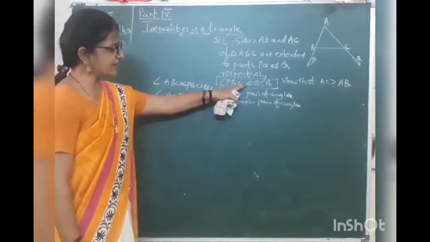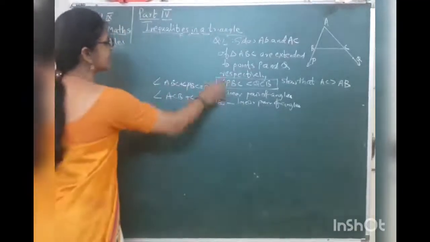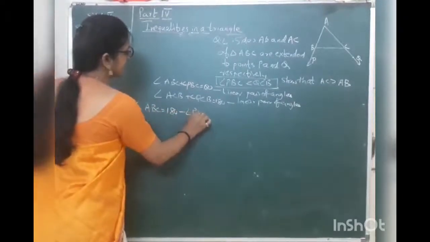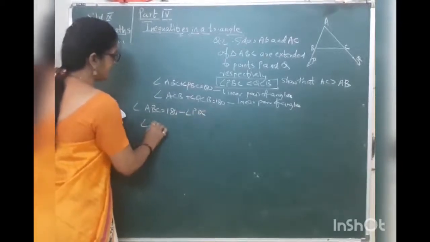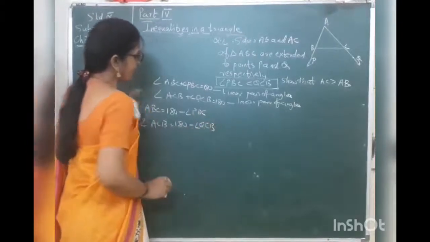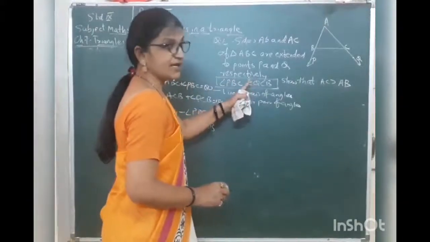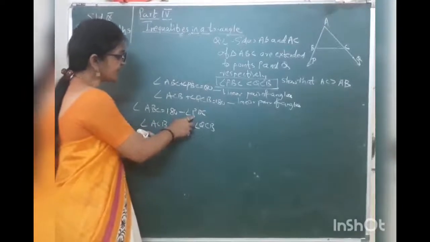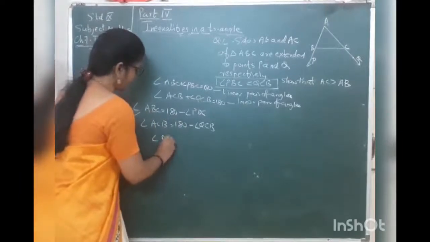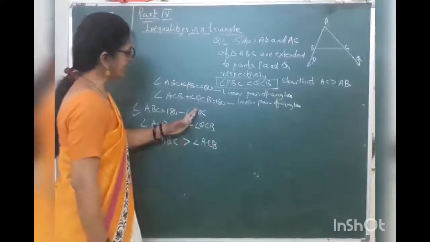If angle PBC is less than angle QCB, and we want to find the measure of angle ABC in terms of PBC, what can you do? Angle ABC is equal to 180 minus angle PBC, as well as angle ACB is equal to 180 minus angle QCB. Now as PBC is less than QCB, the measure of this angle is smaller as compared to this angle. So angle ABC is greater than angle ACB.